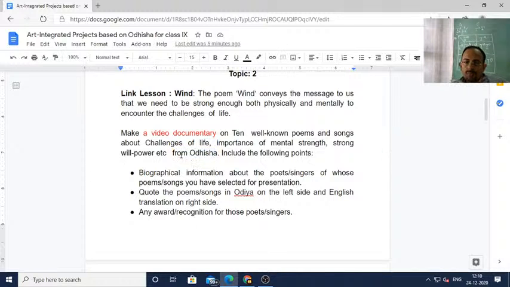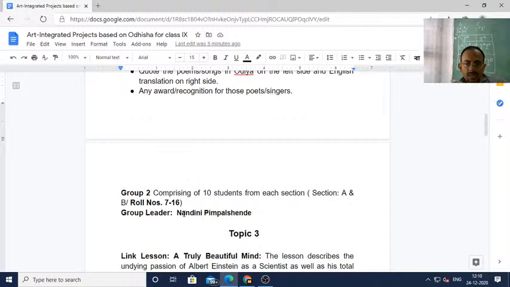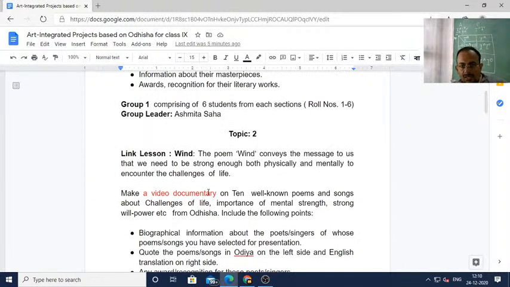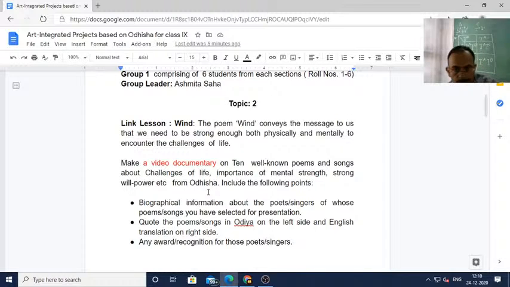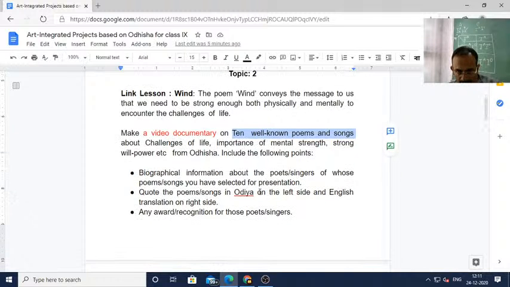Understood? And here you can see 7 to 16 students. So I have made it a large group. Why large group? Tell me why large group? Large group because I have included 10 well-known poems and songs here. So each student will take up one poem. If you want to take a poem, you take a poem. If you want to take a song, you can take up a song.